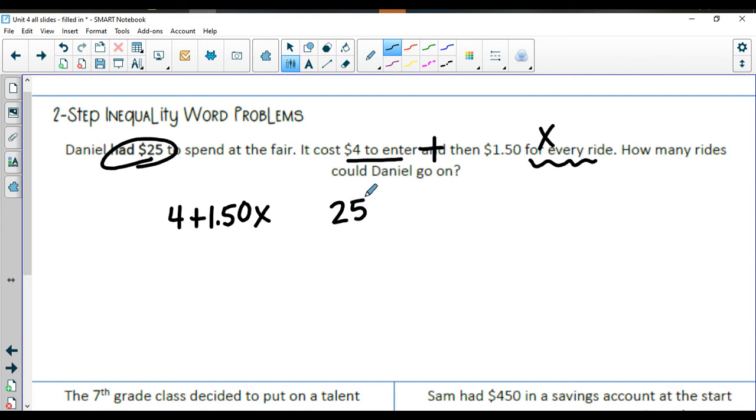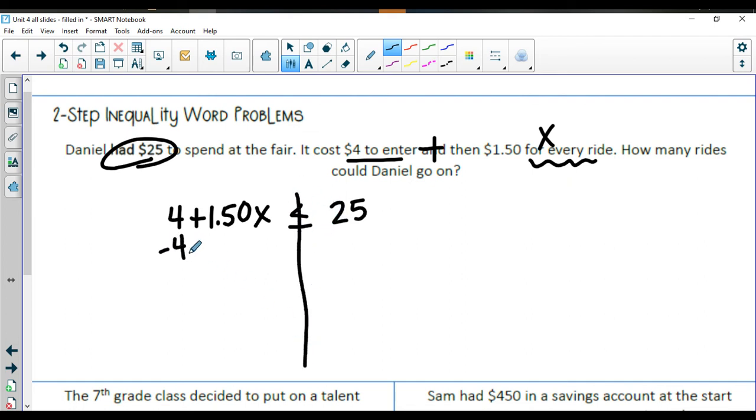Can Daniel spend more than $25 or can he only spend less than $25? It's kind of the first thing that we have to figure out. If he only has 25, he can't spend more, so we would have to put less than. But since he actually does have 25 with him, it could be equal to the 25, so we'll include that right there. So 4 plus $1.50x is less than or equal to 25.